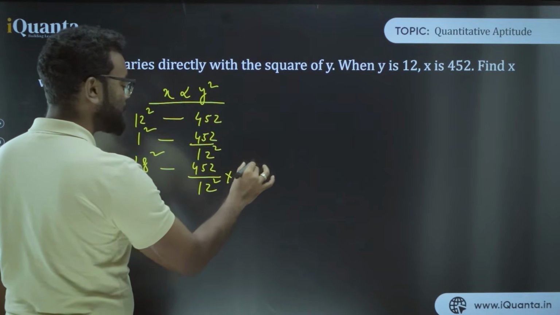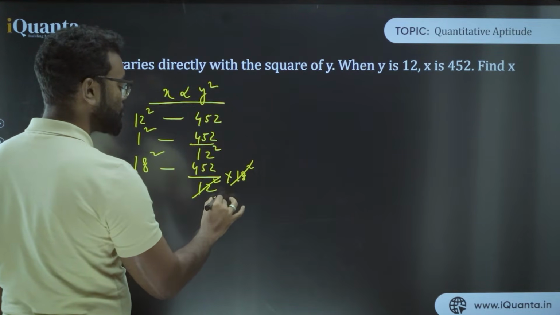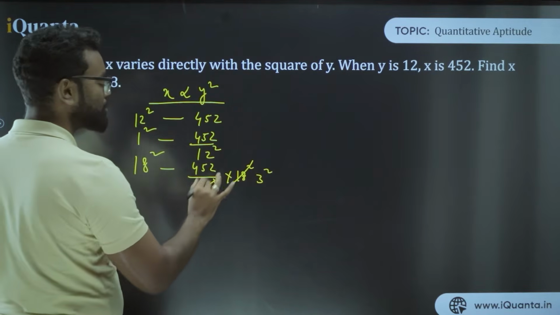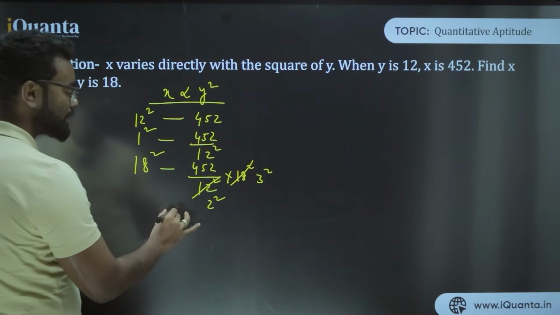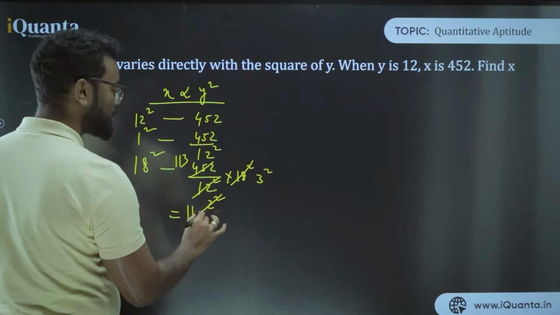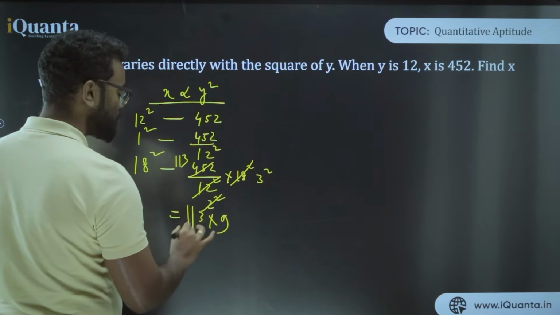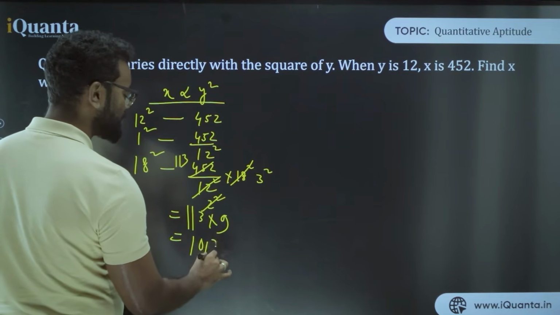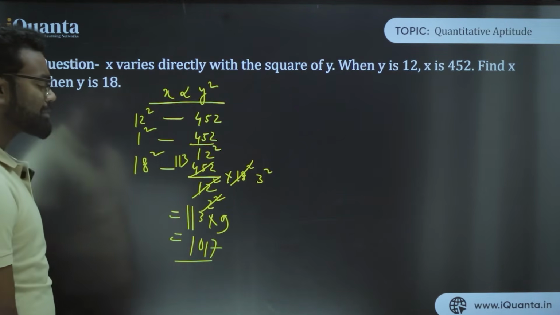Now, if you cancel it out, this will become 2 square and this will become 3 square, because 6 square will get cancelled out. So it is nothing but 4 and this is 113. So it is nothing but 113 into 9, which is basically 1017, assuming my calculations are correct.